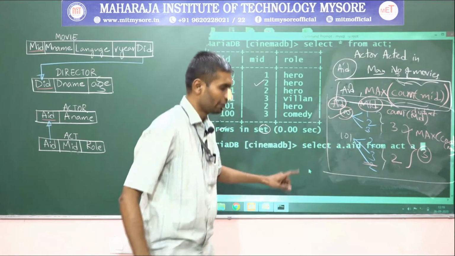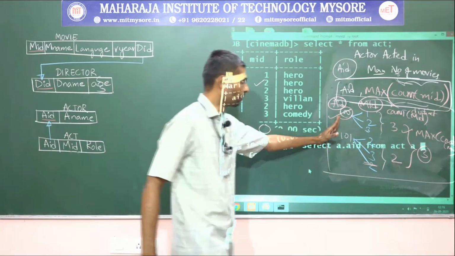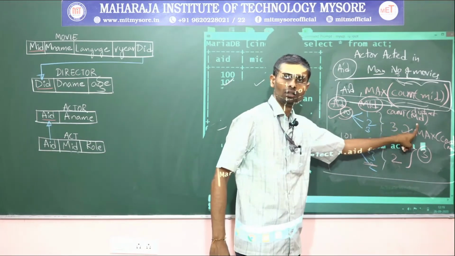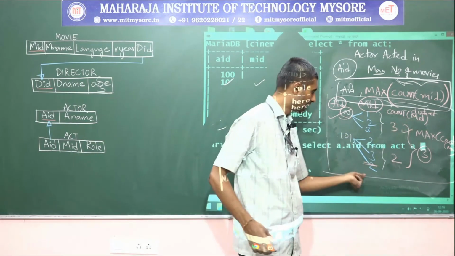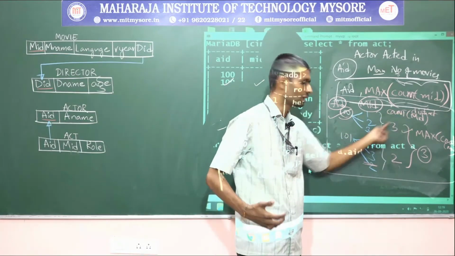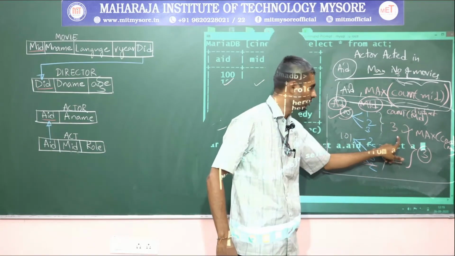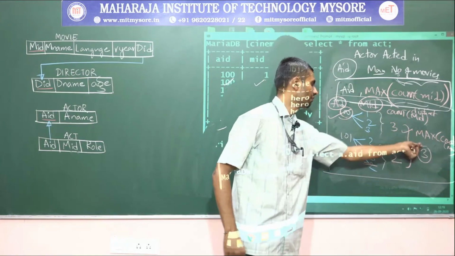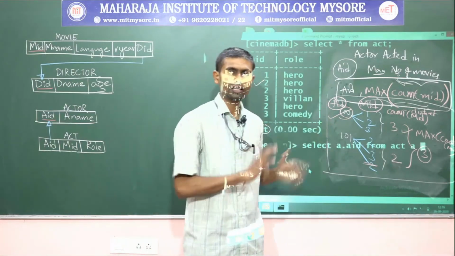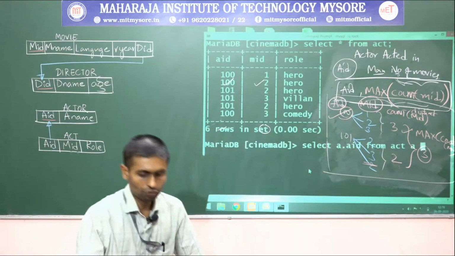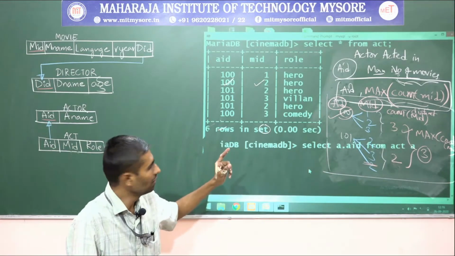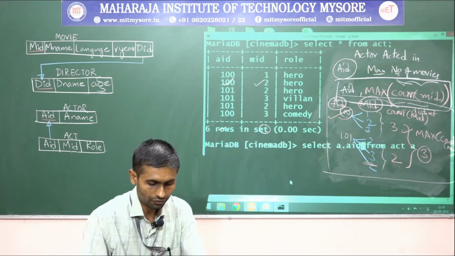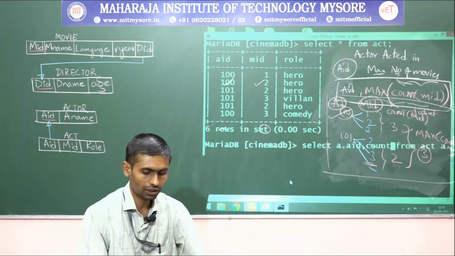So first we grouped, then we counted the MID, avoiding the repeated entries in the movie ID, that means we counted distinct movie ID. What did we do next? On the count column, we tried to find the maximum and display the corresponding AIDs. That's it. What is the first step? Go to the act table, retrieve AID, then first go with counting. Count of what?